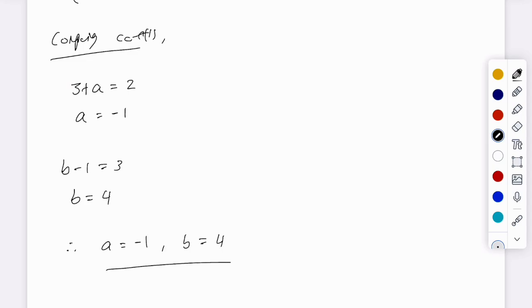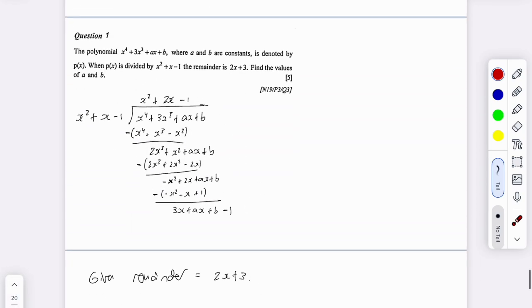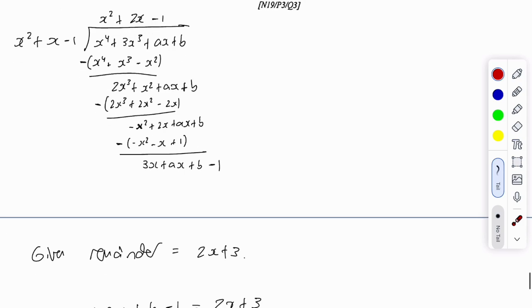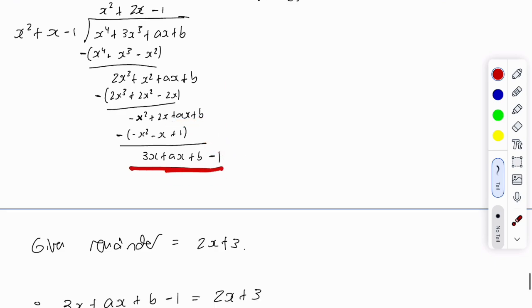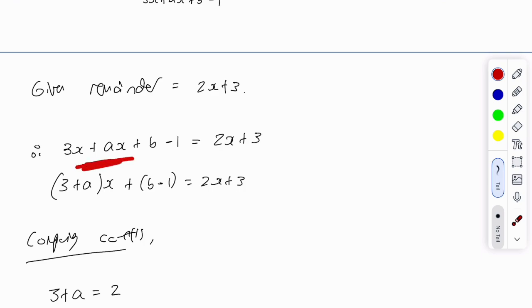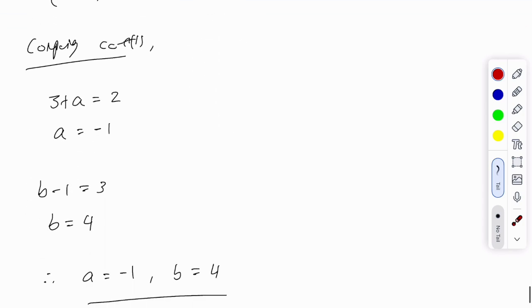Simple as that. We did the hard part up here. This is the part where they want to trick you, and this is what we conquered in the beginning. Same principle as usual with polynomial division. Don't be confused by the a's and b's. We just did it methodically, and we got to this answer. Given that the remainder is 2x plus 3, you just set them equal, and then factorize. 3 plus a must equal 2 by extension, and b minus 1 must equal 3. Therefore, we get a equals negative 1, and b equals 4.